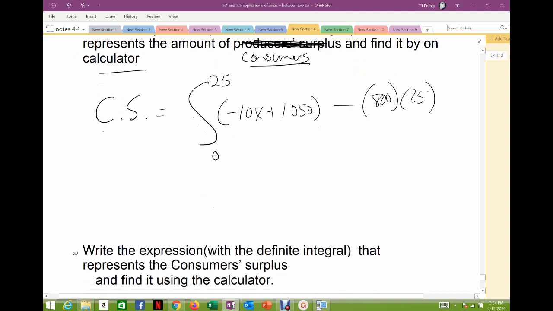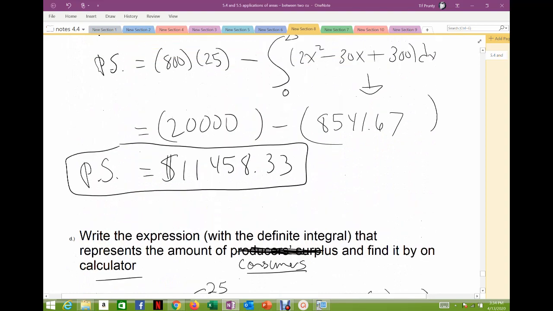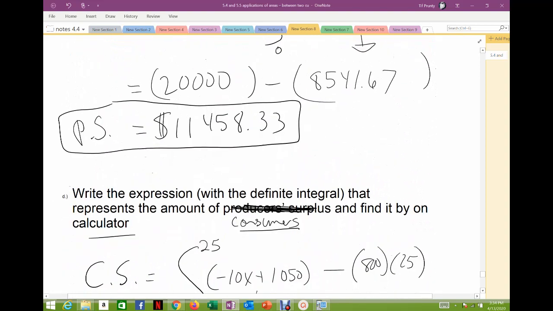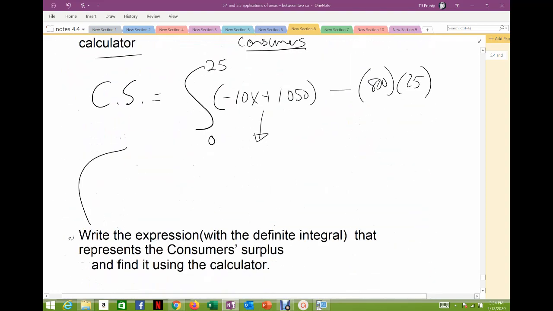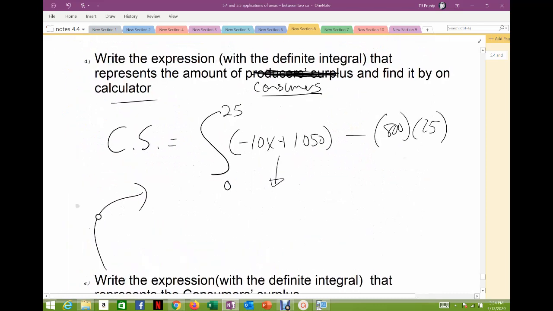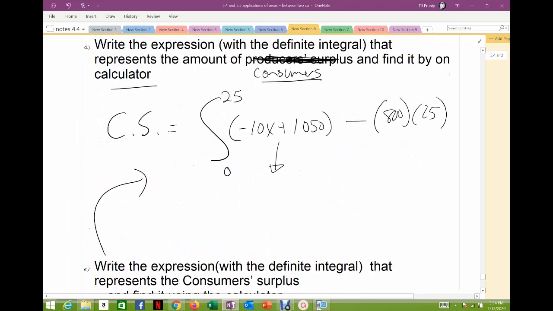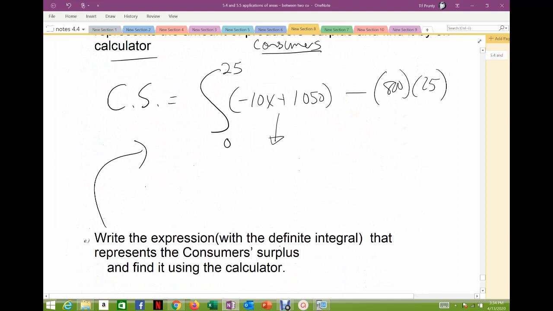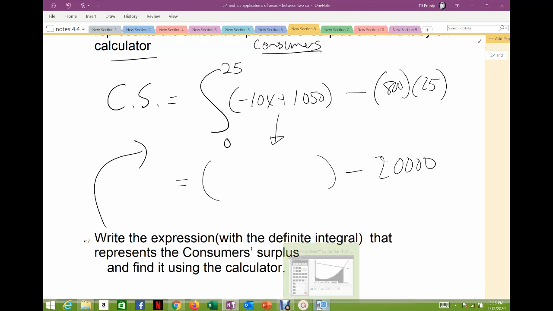And so again, this is the part that I'm going to find. Oh, I see what I did. Alright, I actually skipped a step. But hopefully you can follow along. We're finding the consumer surplus. So we're doing actually this up here. Find it using the calculator. So the consumer surplus on the calculator minus the revenue, which we already found earlier, was 20,000. Now I'm going to go back to the calculator and find this area.